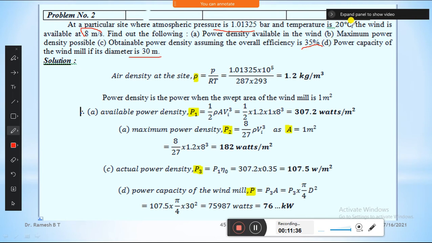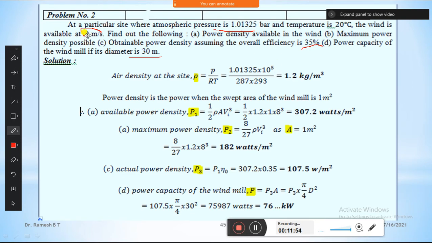And the temperature is 20 degrees centigrade, T. That T in degree centigrade you have to convert to Kelvin. So 20 plus 273 Kelvin. If you add, it becomes 293. So 20 plus 273 gives 293 temperature in terms of Kelvin.